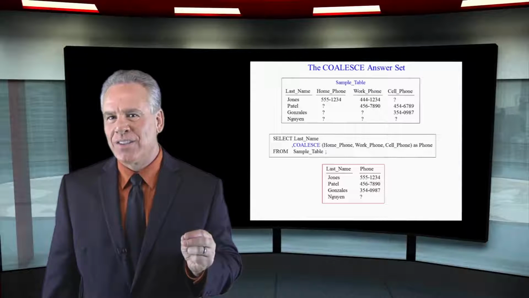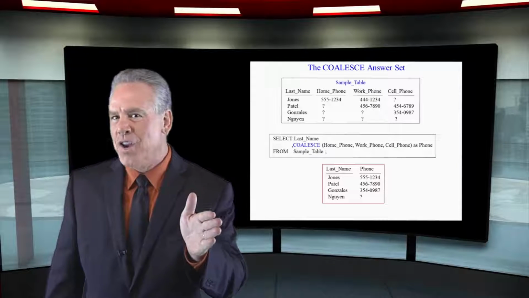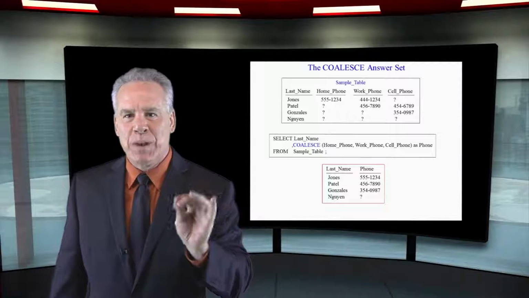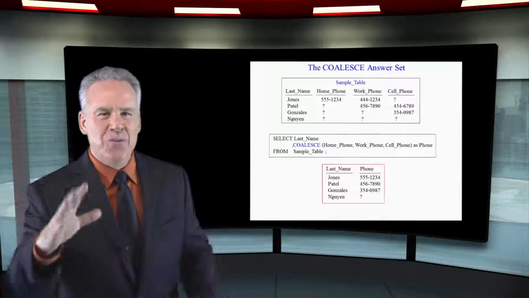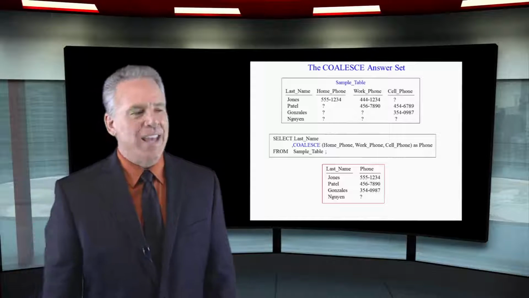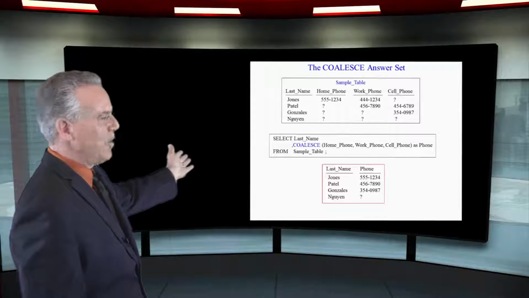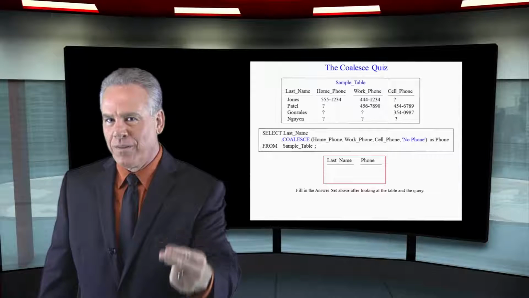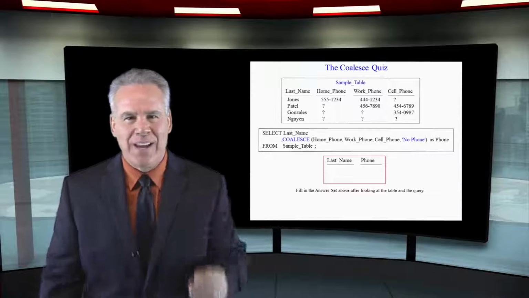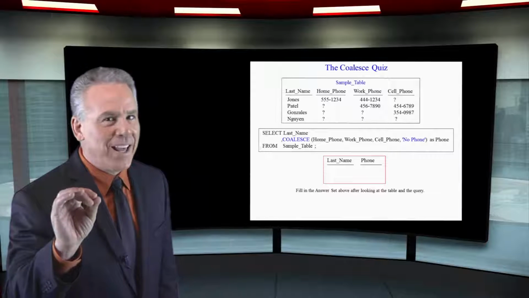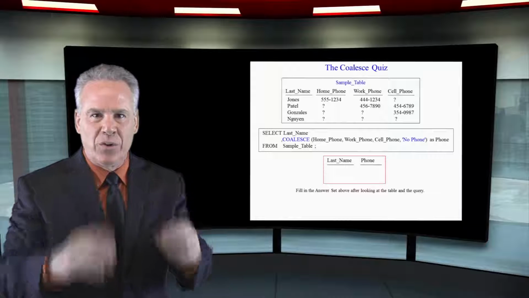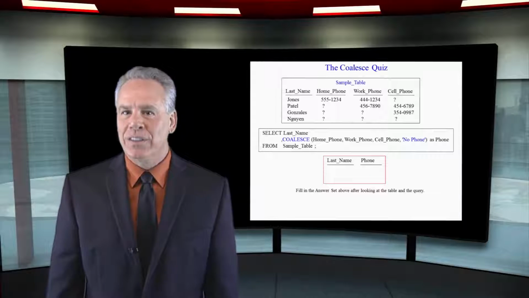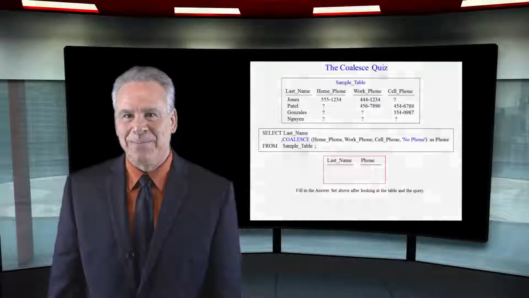Since Coalesce finds the first non-null value in a list and brings it back, I've got a little special technique that'll guarantee you never bring back a null. Take a look here at the coalesce statement that I've placed in here now. Coalesce the home phone, the work phone, the cell phone, and then if you don't get anything there, you put in a literal 'no phone', and that's going to bring that back on the report. You can put literals in your coalesce statement.